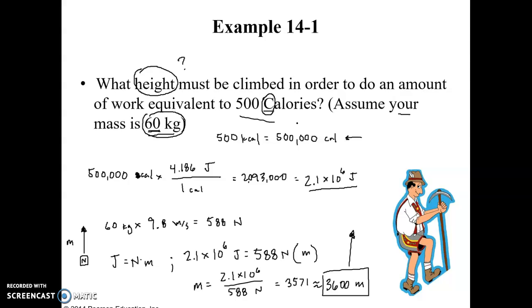Now, that's not necessarily to say that you have to climb up a 3,600 meter mountain in order to burn off the 500 calories in your Mountain Dew that you just drank. It's a little bit more complicated than that when it comes to the actual biology of burning calories. But from a strictly physics point of view, these are equivalent units of energy or work. So 3,600 meters times 588 newtons will give us 500 kilocalories.